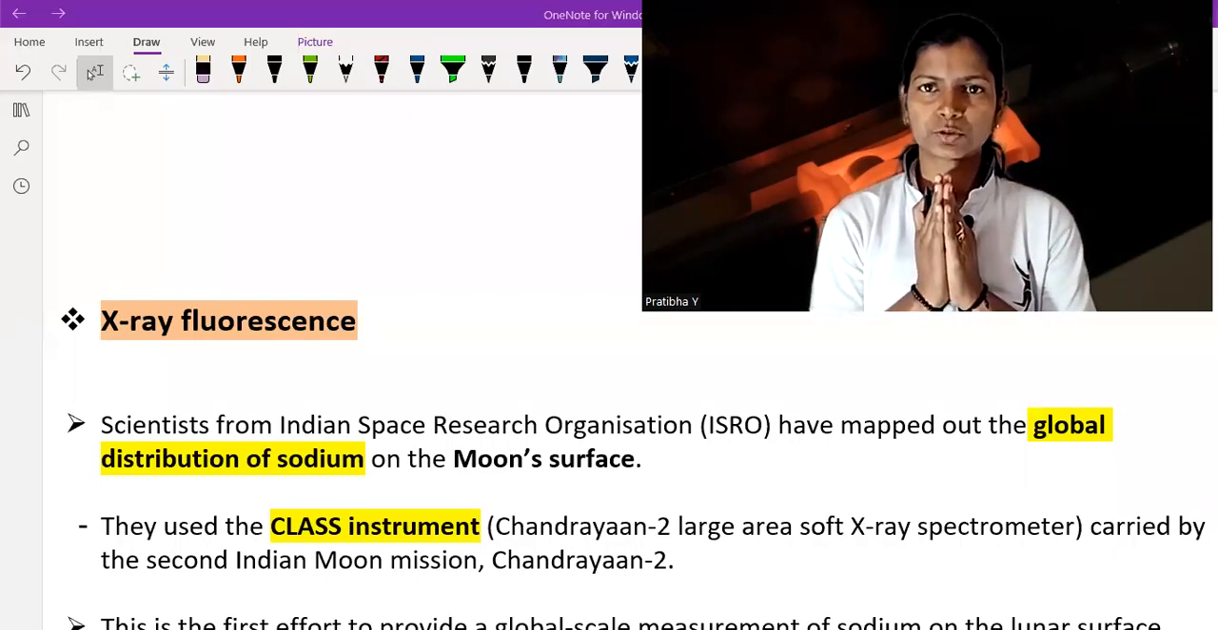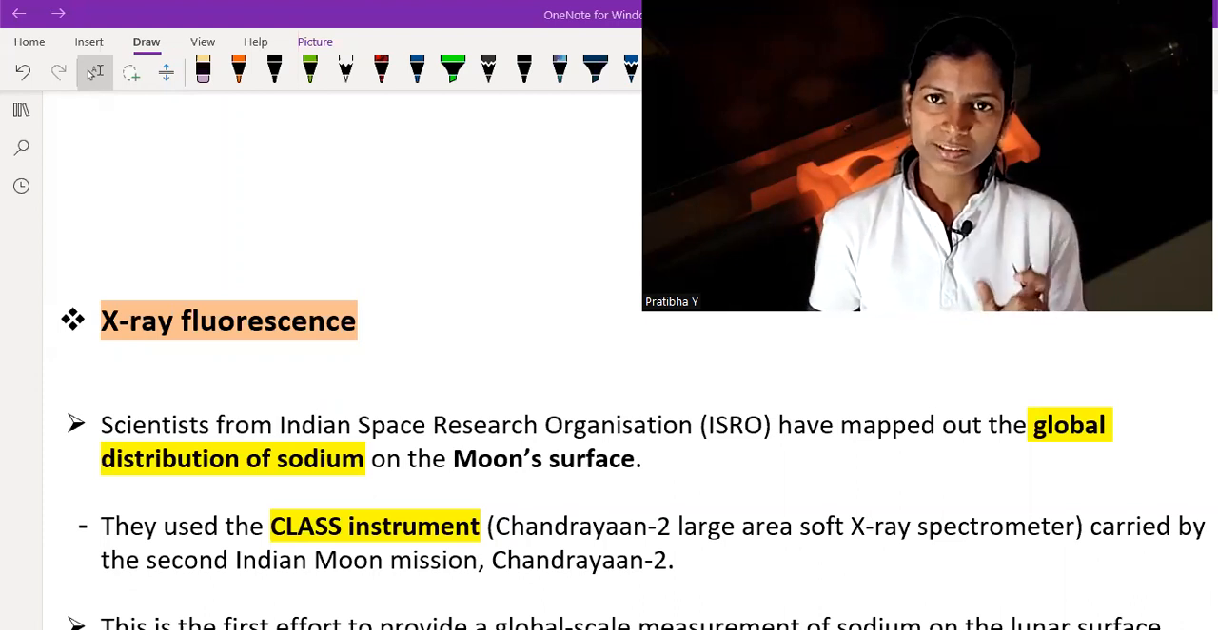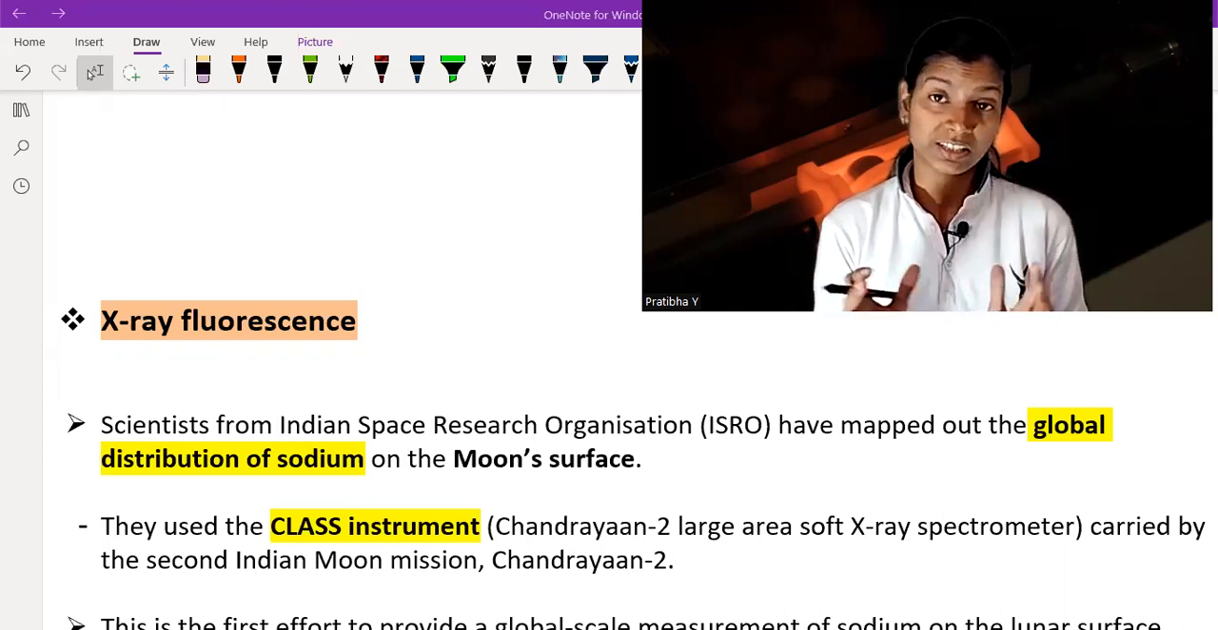Namaskaram friends. In this video I am going to talk about X-ray fluorescence, why this term is very much in the news, and what is the significance of X-ray fluorescence. This is an experiment conducted for finding the composition of material in a non-destructive way.